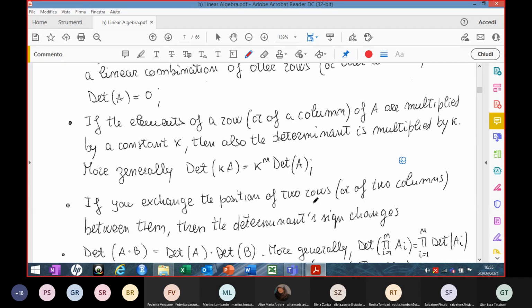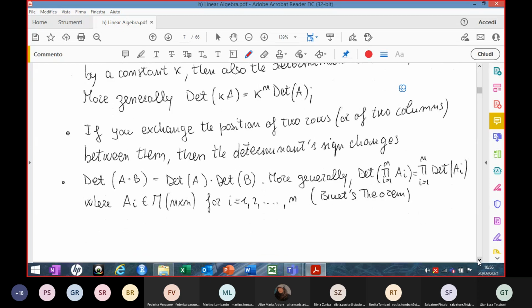Another property: if you exchange the position of two rows, one row with another row, then you have to change also the sign of the determinant. If you exchange the position of two columns, one with the other, then you have to change the sign of the determinant. For every exchange you perform, you have to change the sign of the determinant. So if you exchange the first with the second, you have a change. Suppose that you then also exchange the new second with the third, you have another change of sign, so minus, minus, plus. For every additional exchange, you have to change the sign of the determinant again.